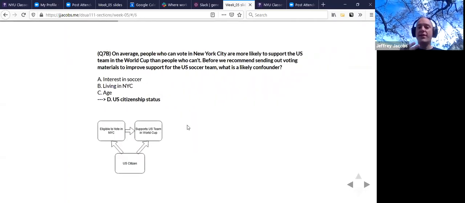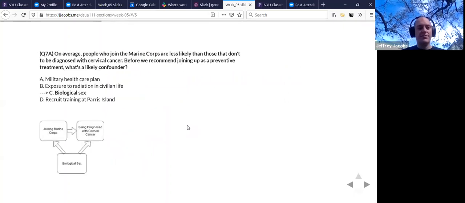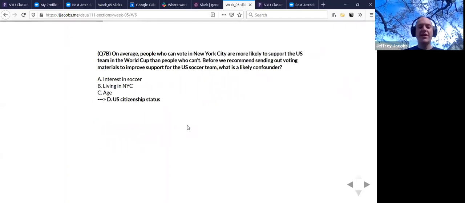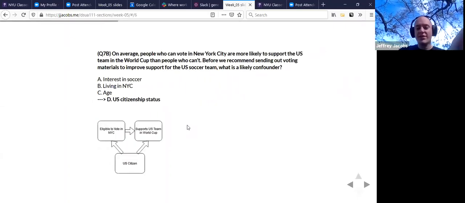And then we just repeat that, right, for part B and part C. Sorry, that's why C is the answer to A, and then for part B, we draw the same diagram, right? And we start, I should have done it in stages. I'm sorry about that, but for now, just cover up the US citizen part here, right? Because we're just trying to fill in the X and the Y first, right? We read the sentence and it says, on average, people who can vote in New York City are more likely to support the US team in the World Cup than people who can't, right?